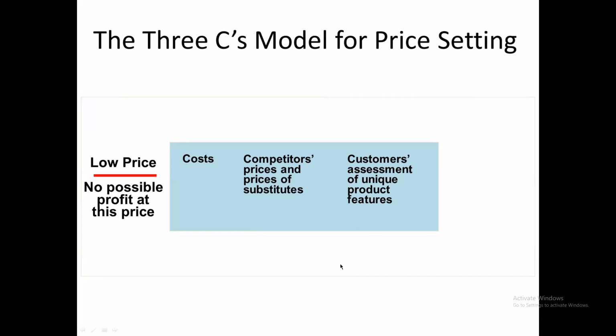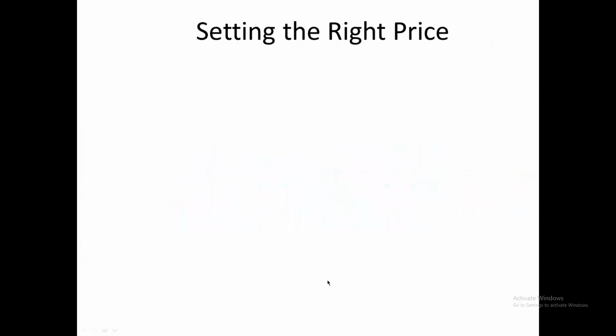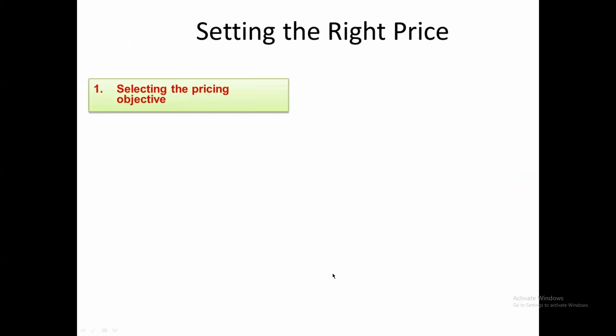If we choose a very low price, then there is no possible profit at this price. And if we choose a very high price, then there is no possible demand at this price. The demand may go very low and the consumers may not choose this product. Then, setting the right price. How can we set a right and precise price for a particular product? At first, we have to select the pricing objective. We have to consider the pricing objectives of the market and of our company.